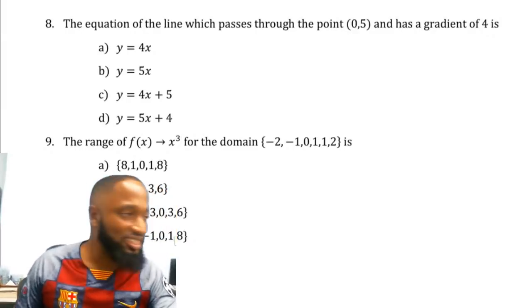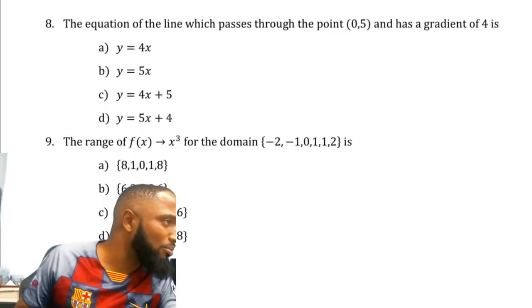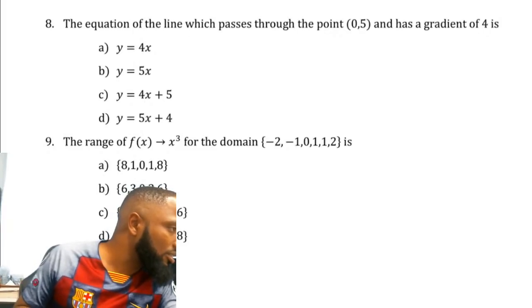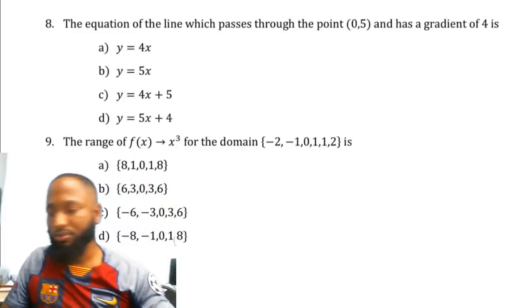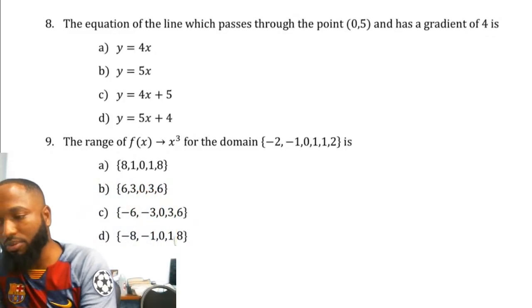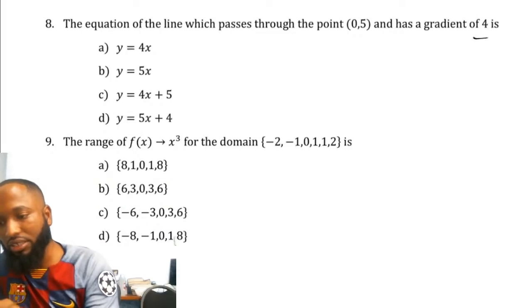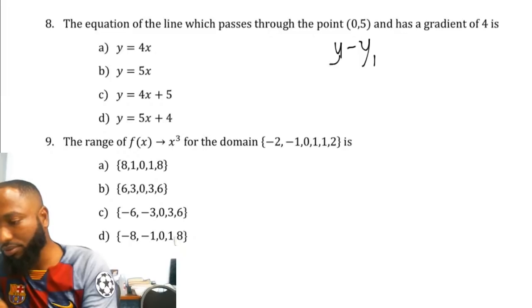B, 8, C. Some people saying B, some people saying C. C. Most people saying C. Equation of the line which passes through the point 0,5 and has a gradient of 4. You know you're using your y minus y1.